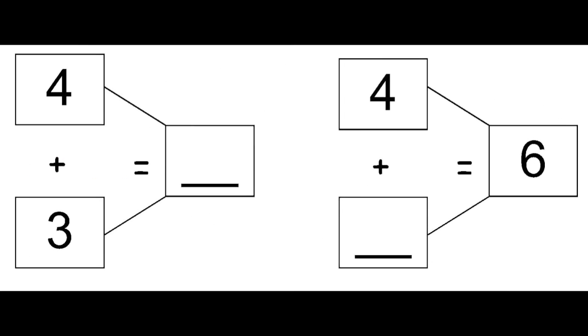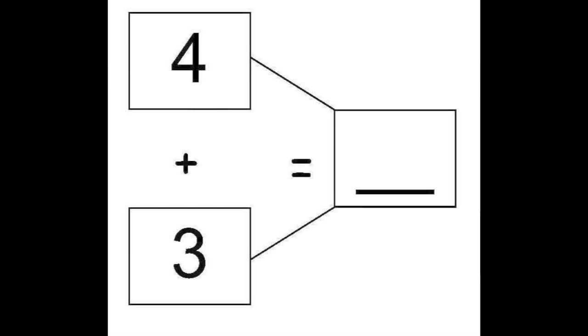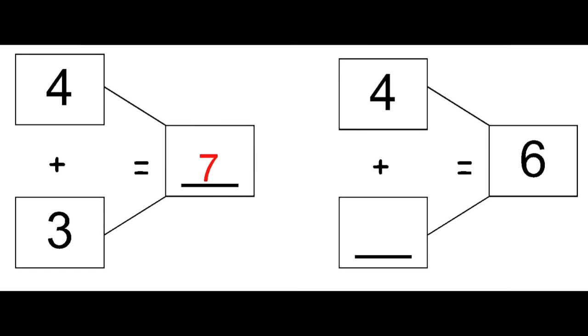Now let's look at the bottom of the same page. We'll look at the first one. Here we have 2 numbers on the left, so we need to find the answer and put it on the right. So what is 4 plus 3? It's 7. Now let's do the next problem. We have 1 number on the left, 4, and the answer on the right, 6. So we need to think in our head, 4 plus what equals 6? 4 plus 2 equals 6.